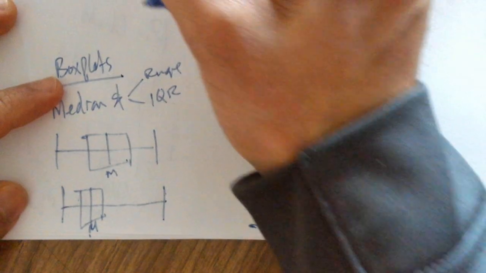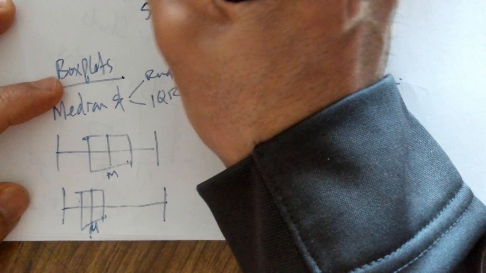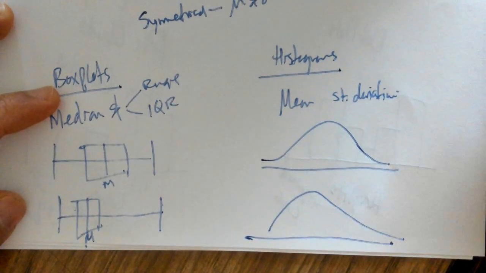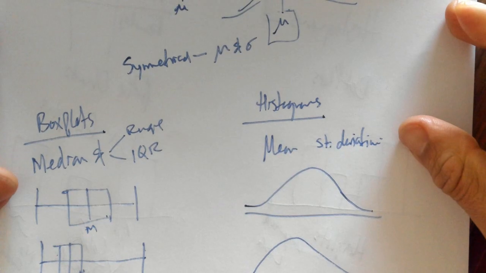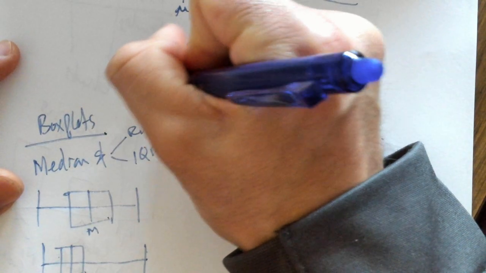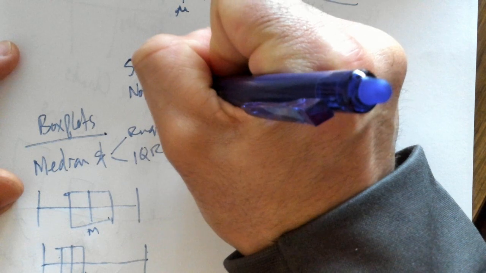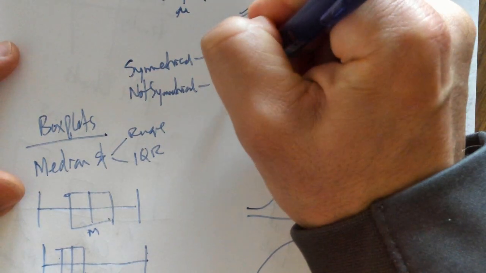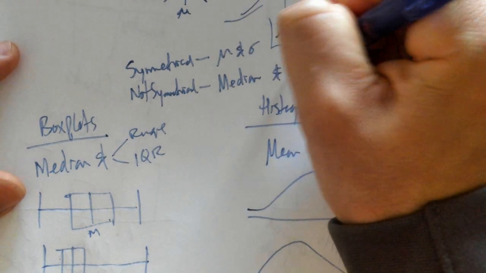When things are symmetrical, we use mean and standard deviation for the measure of center and spread. Right? When they're not symmetrical, like when they're skewed, we use the median and IQR.